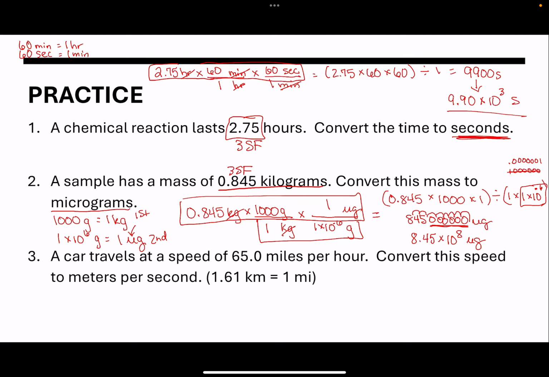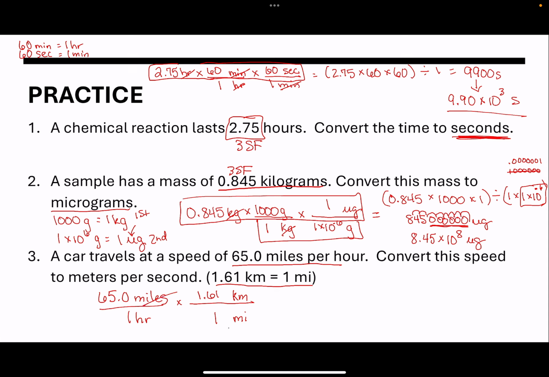So let's look at this next one. This next one is very similar to the one that was on the other page. It says a car travels at a speed of 65 miles per hour. Convert this speed to meters per second. And here you're given the conversion 1 mile equals 1.61 kilometers. So 65.0 miles in 1 hour. We want to get rid of miles, and we can go to kilometers here. And we know that 1 mile is 1.61 kilometers.